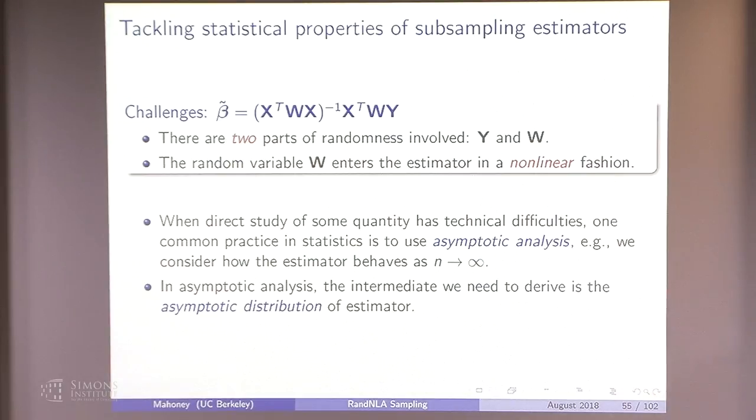And there are two parts of the randomness. One is in Y, that's randomness in the data. One is in W, that's randomness in the algorithm. So how do they interact? In particular, the randomness in the algorithm enters in a nonlinear way. So take a page from asymptotic statistics and ask whether we can get some sort of asymptotic distribution as n goes to infinity.